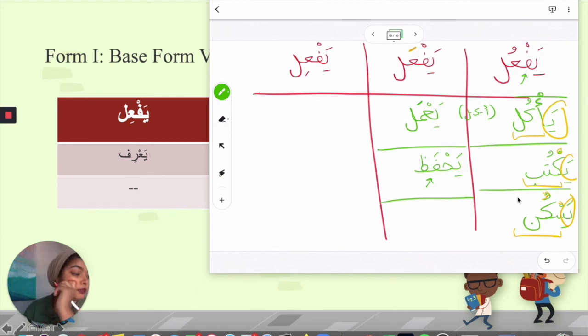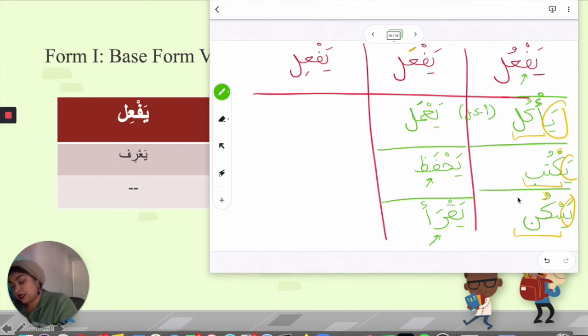What's another one? Not to write, but what's to read? Yaqra. To read. So that also fits this pattern. Here's your second root letter, and it has there a fatha.